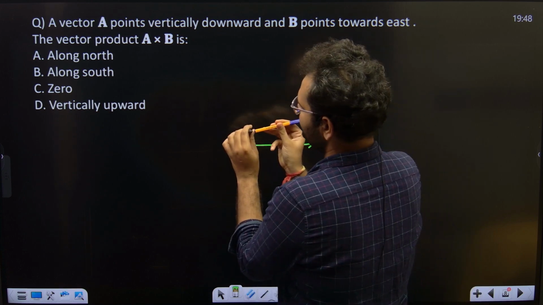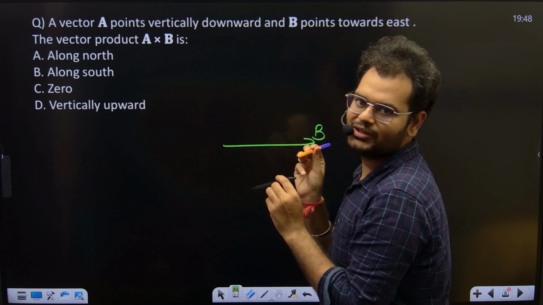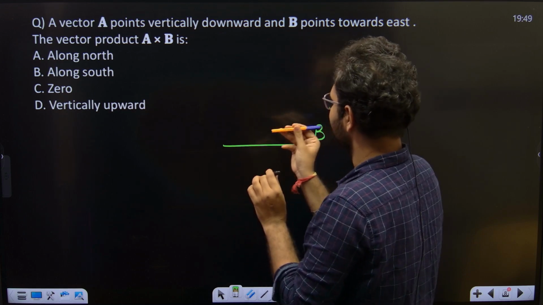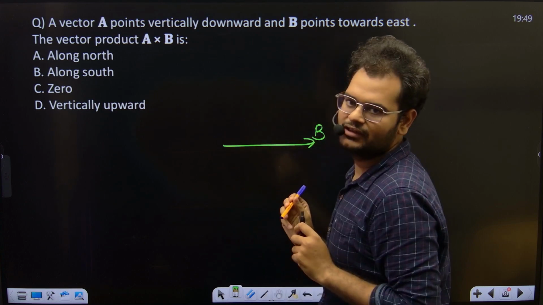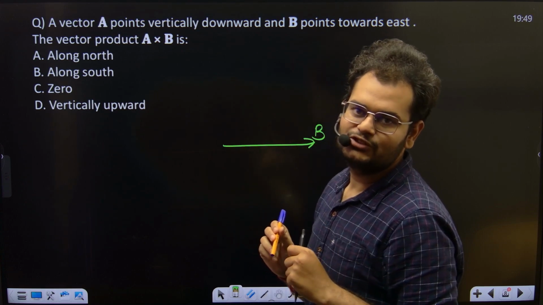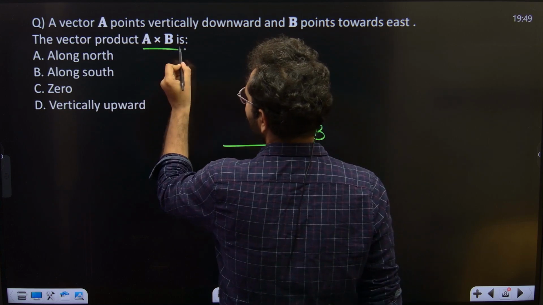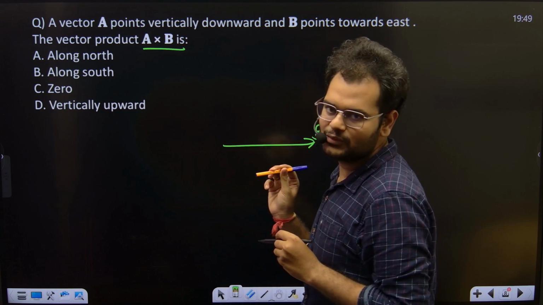Sir, the C vector will be towards plus Y or minus Y, because it has to be perpendicular to both A and B. That's what we learned. So this is B vector and this is A vector. So either plus Y or minus Y. So how to determine it? We have to curl our fingers from what? A cross B, because they are asking A cross B. So curl your fingers from A to B. How to curl your fingers from A to B?